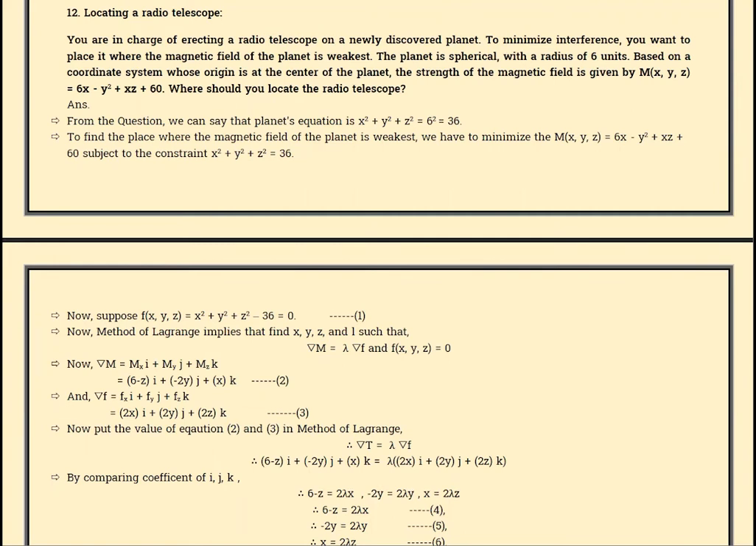The strength of the magnetic field is given by M = 6x - y² + xz + 16. So we have to place a radio telescope and we have to find the point. Now, from the question, the planet equation is x² + y² + z² = 36, and we have to find the minimum value of M subject to the constraint x² + y² + z² = 36.